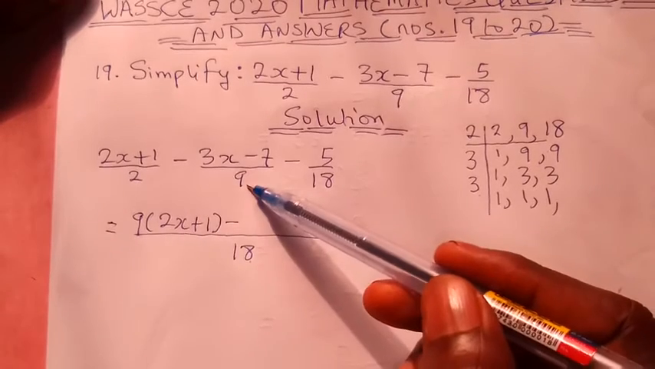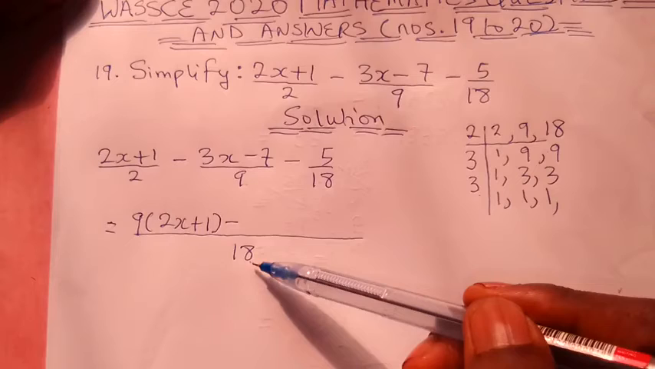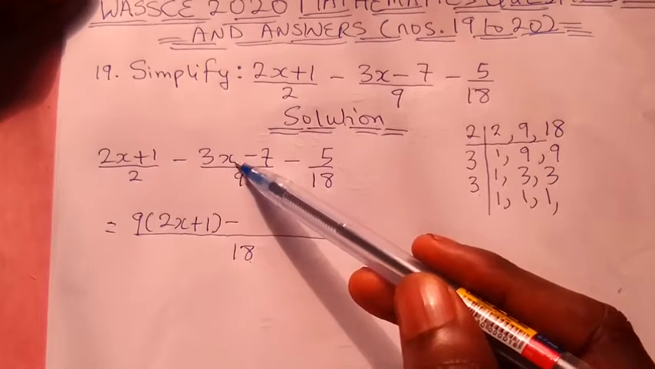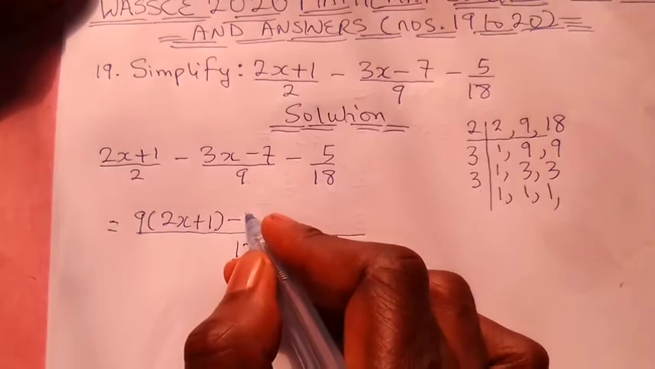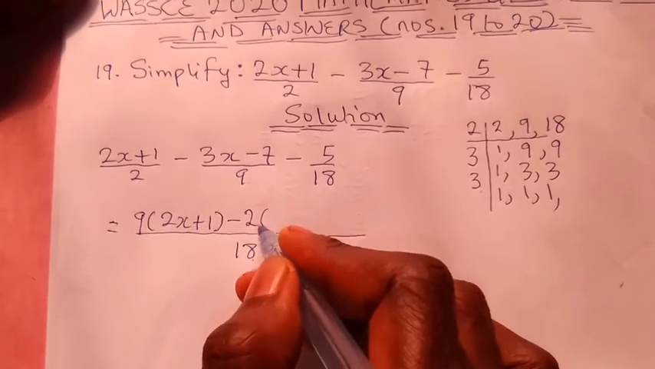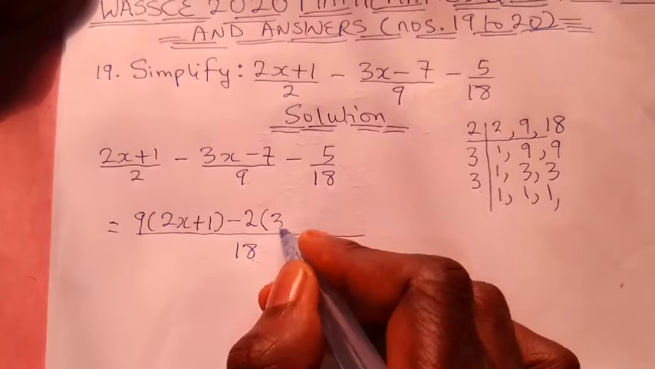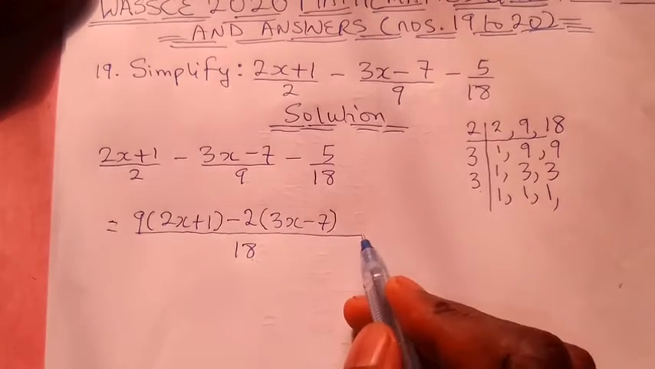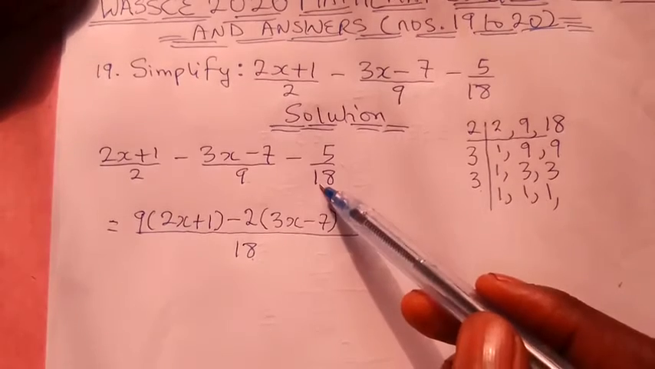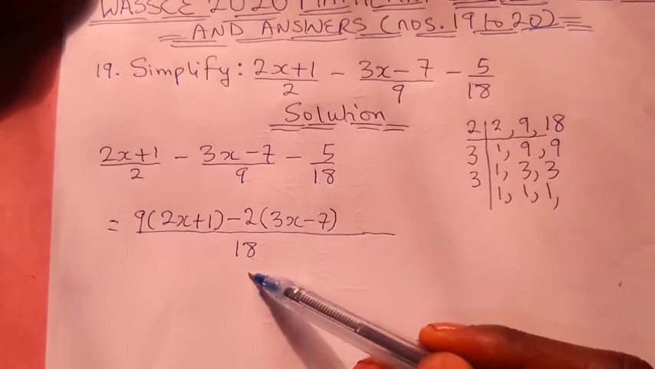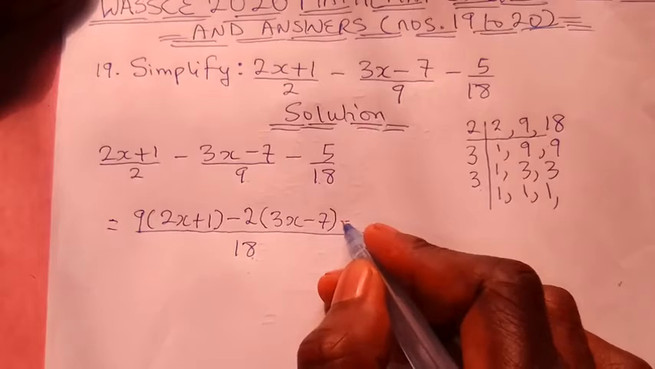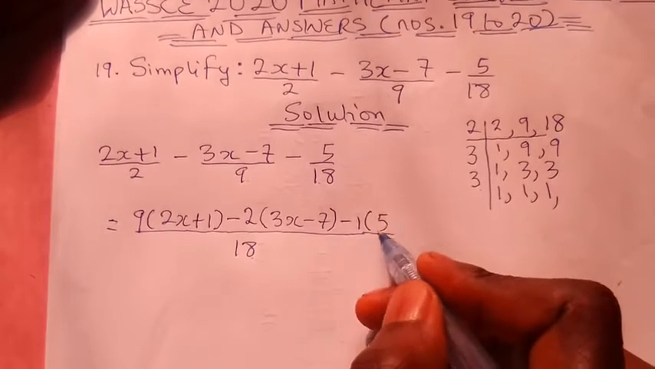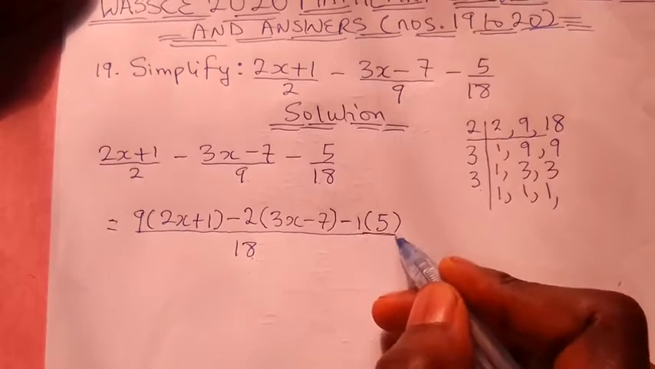Then we do the same thing for this denominator. We use this 9 to divide 18. That will give us 2. Then the 2 will multiply 3x minus 7. So here we say 2 into brackets, and the bracket means multiplication. We have 3x minus 7. We close the bracket. Then lastly, we do the same thing here. 18 divided by 18 will give us 1. So we write our minus 1 into bracket 5.